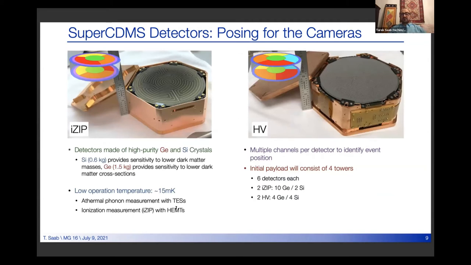This is a picture of what these devices look like. They're cylinders about 4 inches in diameter by 1 inch thick, made of silicon and germanium. So the mass of each is about 0.5 kilogram for silicon, 1.5 for germanium. They are cooled in a dilution refrigerator to 15 millikelvin and operated underground. The initial payload of the SNOLAB experiment will consist of 24 such detectors. They'll be grouped into 4 towers of 6 each, with half of them being the iZIP or discriminating detector type, and half of them being the low threshold type.